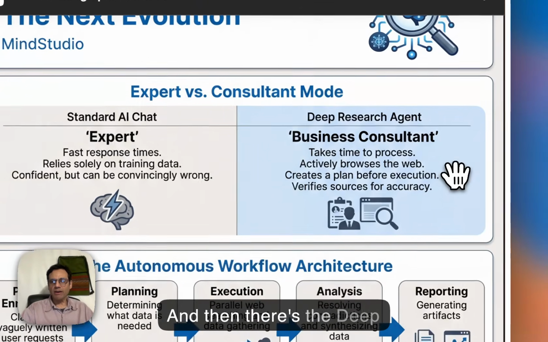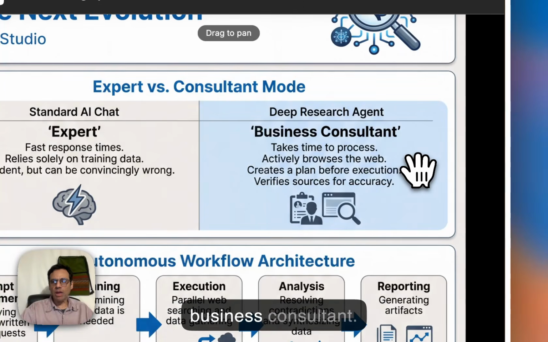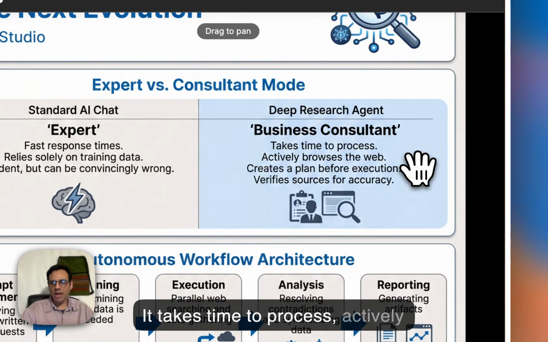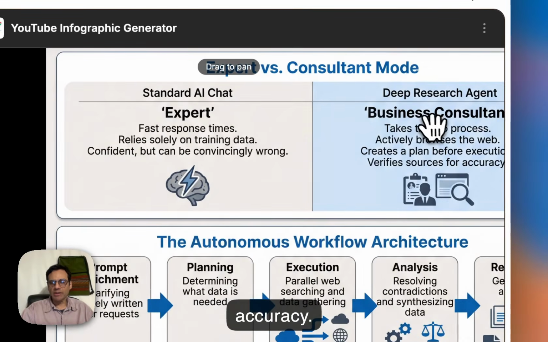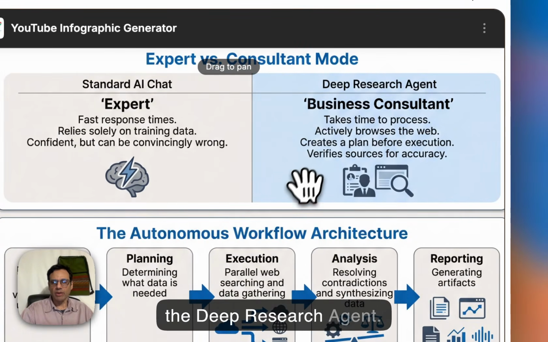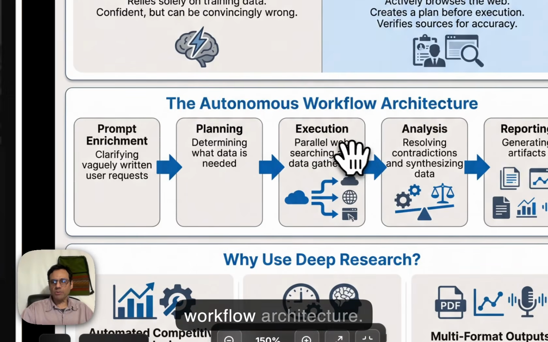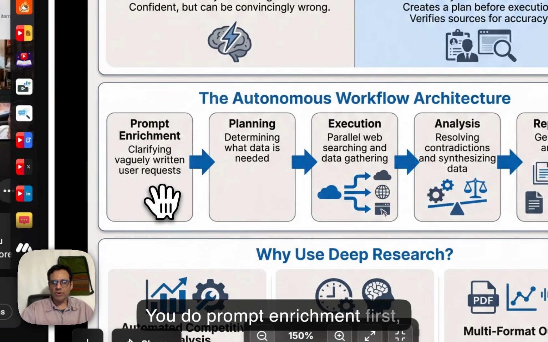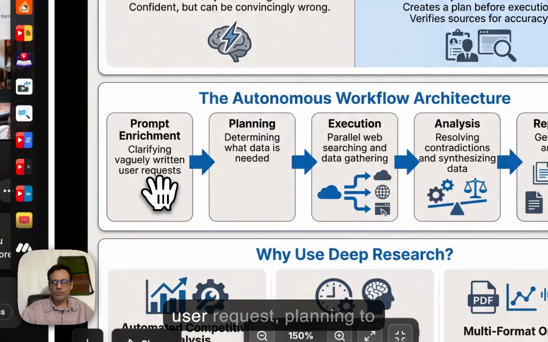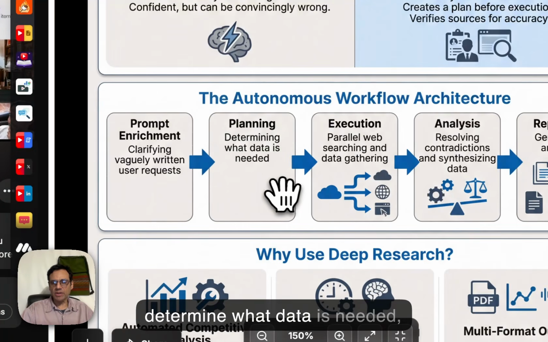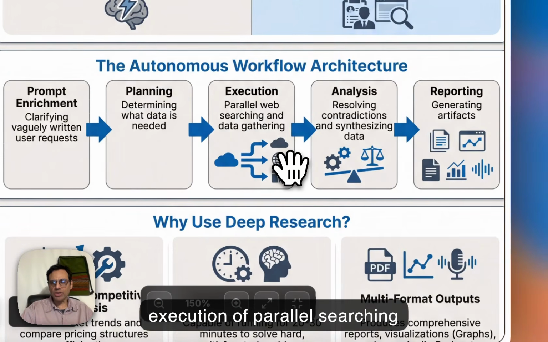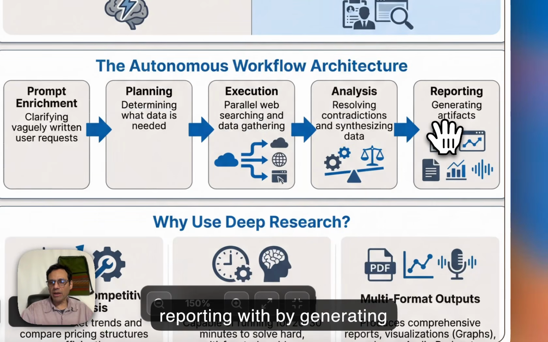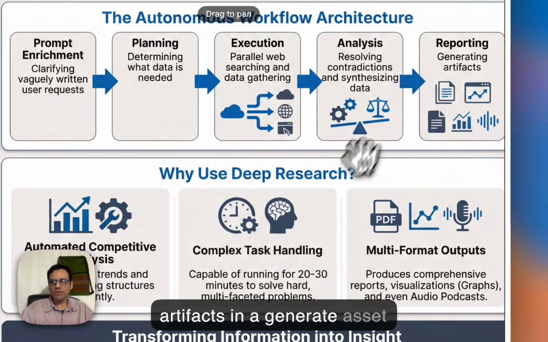And then there's the deep research agent, where it is a business consultant. It takes time to process, actively browses the web, and creates a plan before execution, and verifies the sources for accuracy. That is the beautiful thing about the deep research agent. So here is the autonomous workflow architecture. You do prompt enrichment first, clarifying the vaguely written user request, planning to determine what data is needed, execution of parallel searching and data gathering, the analysis that resolves contradictions and synthesizes that data, and then reporting by generating artifacts in a generate asset block.